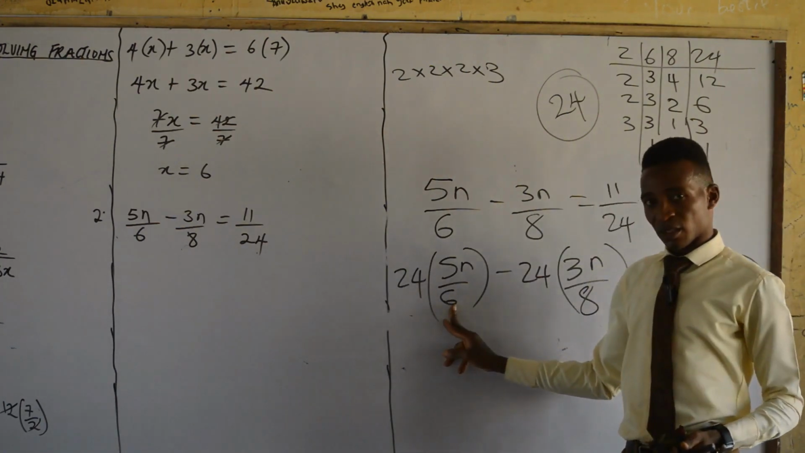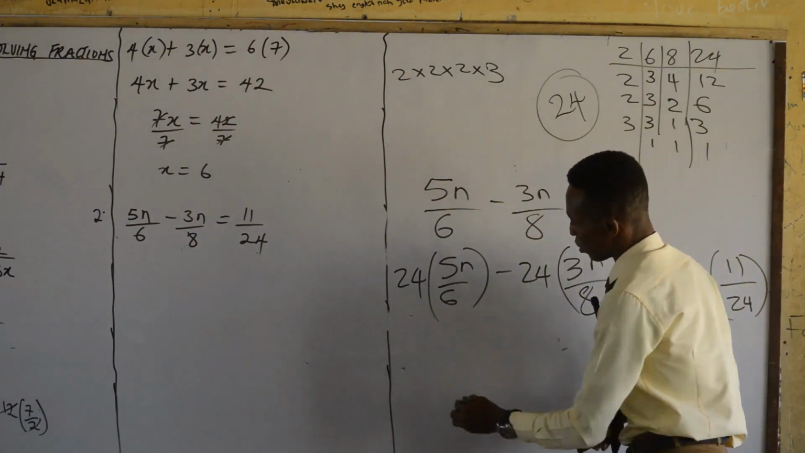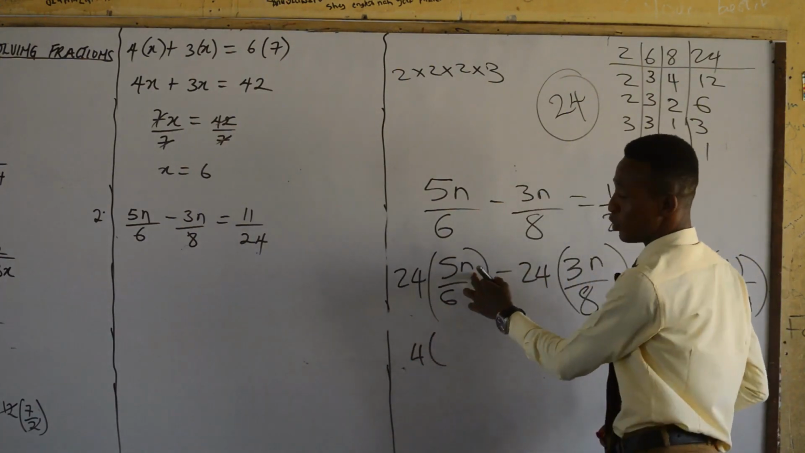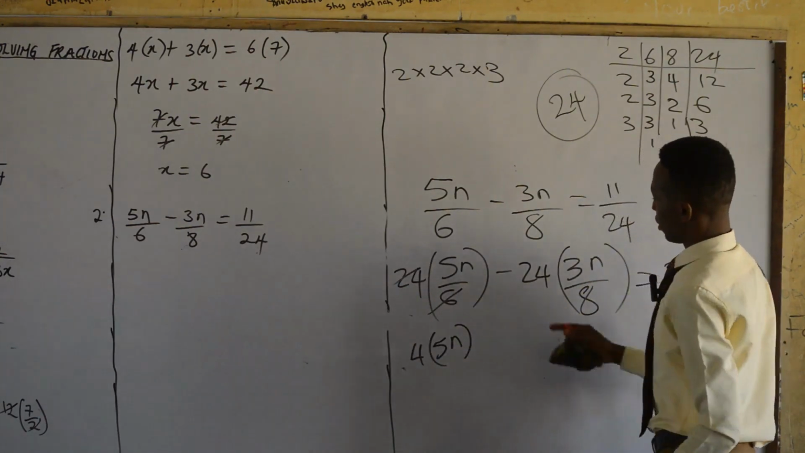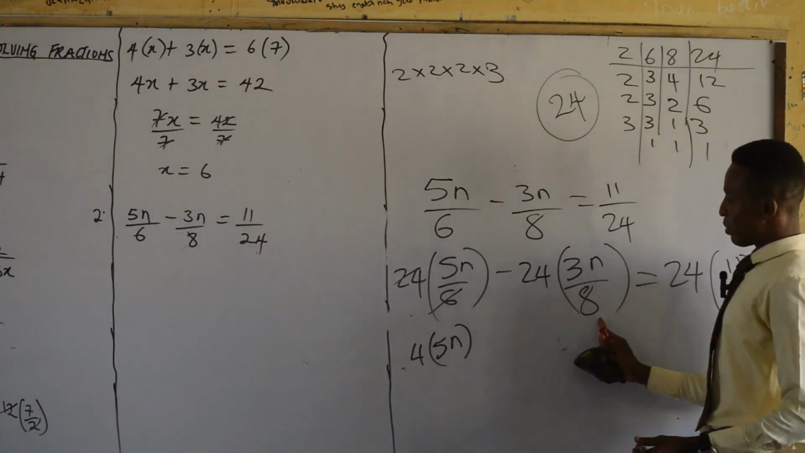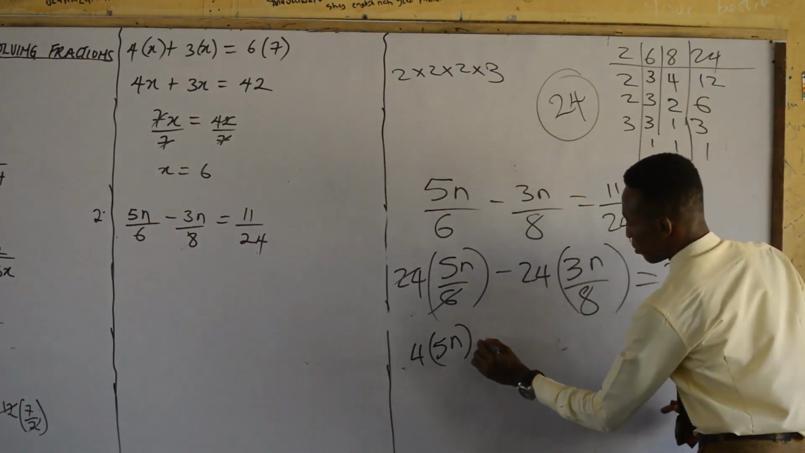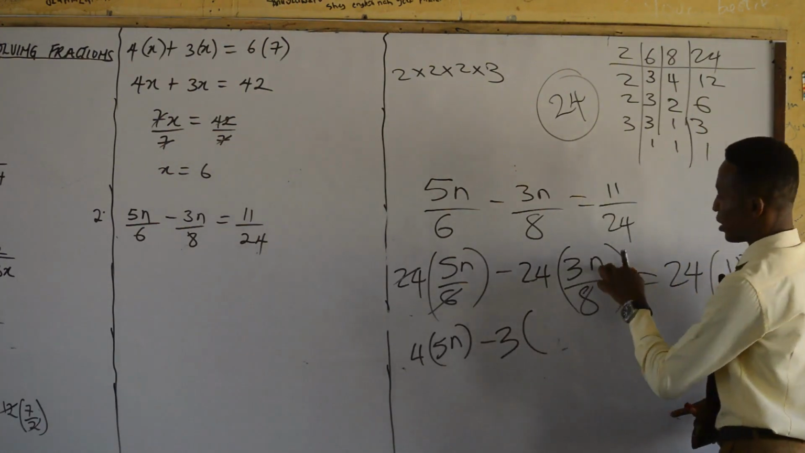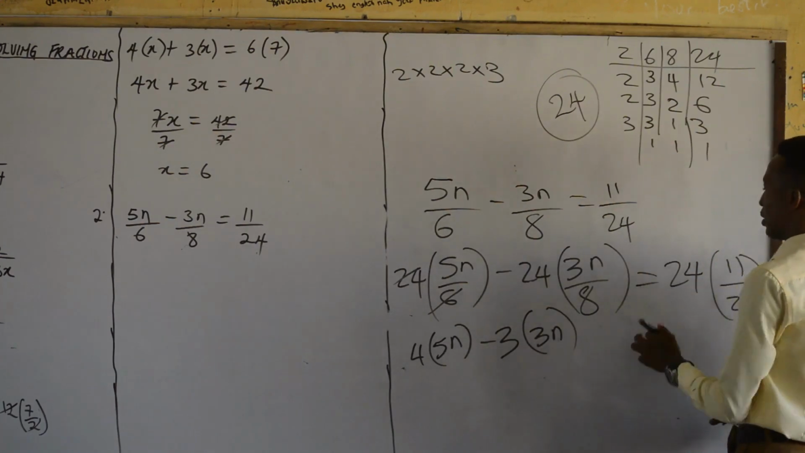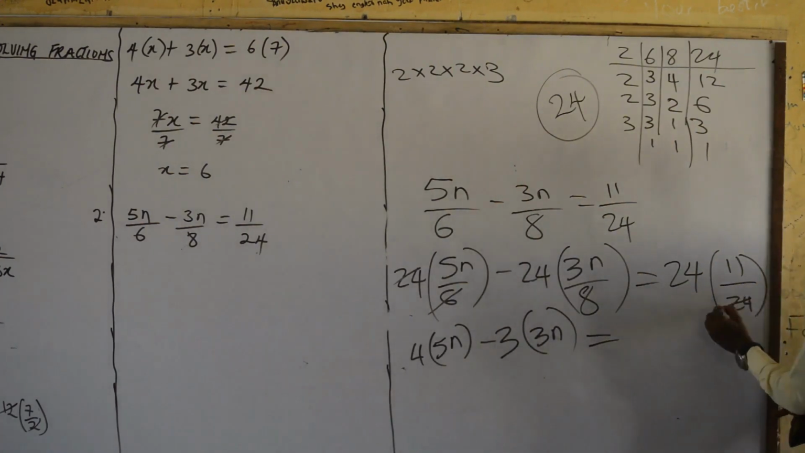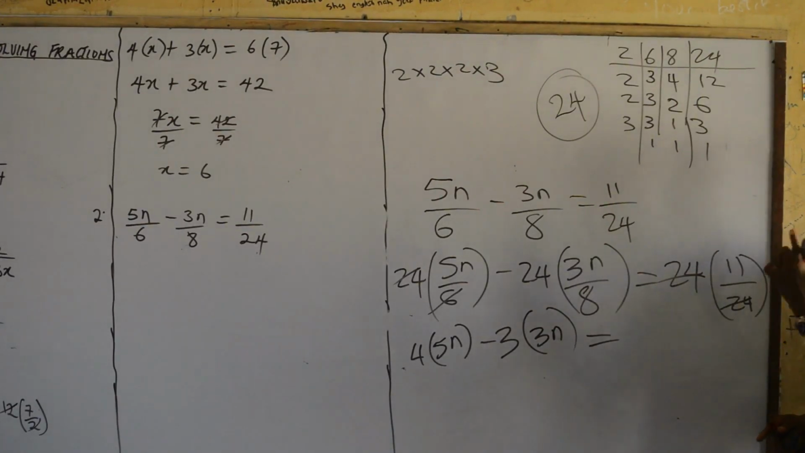24 divided by 6 will give you 4. So write out your 4, then your numerator, which is 5n, close it. I'm done with this. Then divide the second one. 24 divided by 8, that will give you 3. That's minus 3 into bracket your numerator, which is 3n. Close your bracket. Then your right hand side, 24 cancels out 24, you are left with 1.